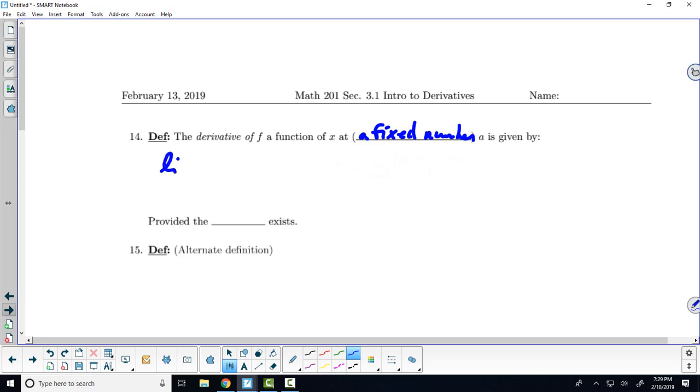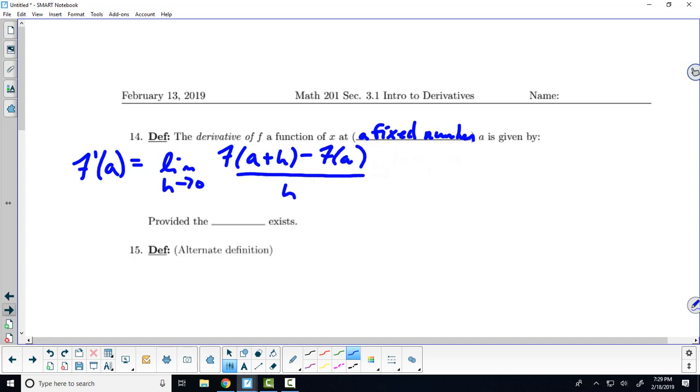It is the limit. In fact, let's go ahead and denote it though. We write the derivative as f prime of a. F prime of a is equal to the limit as h approaches 0 of f of a plus h minus f of a all over h. You can fill in the blank, provided the limit exists.